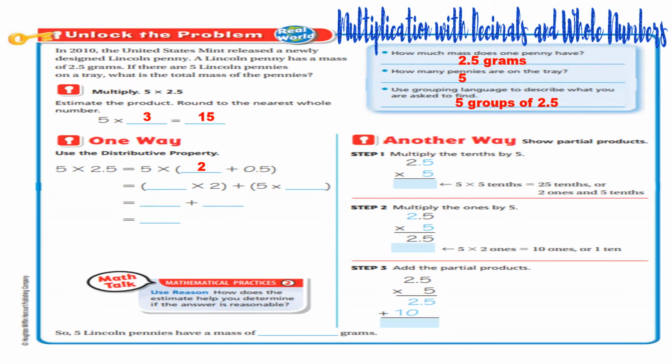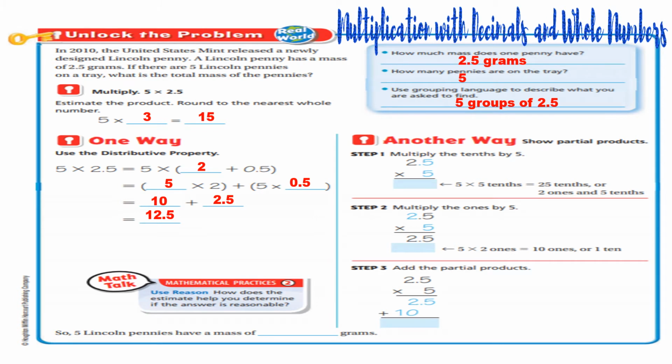And then we will use the distributive property. We now have the quantity of 5 times 2 plus the quantity of 5 times 0.5. 5 times 2 is 10, and 5 times 0.5 is 2.5. And then we will add, that's 10 plus 2.5, and that is 12.5.